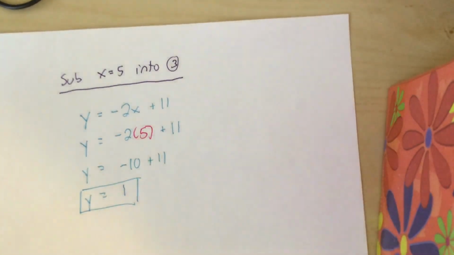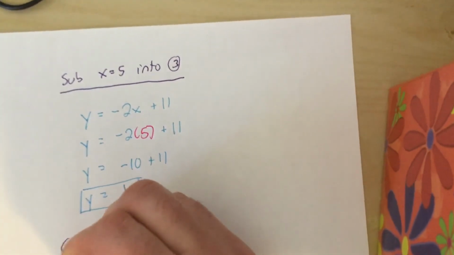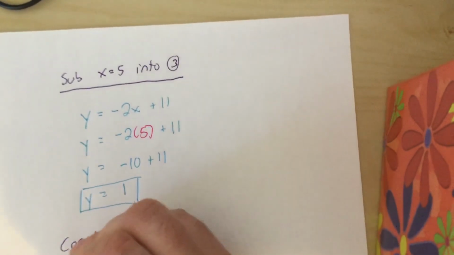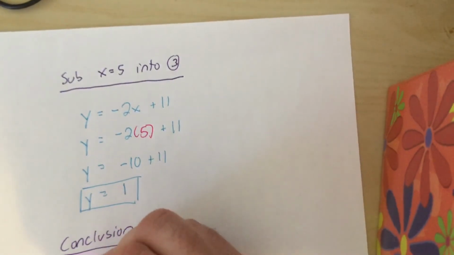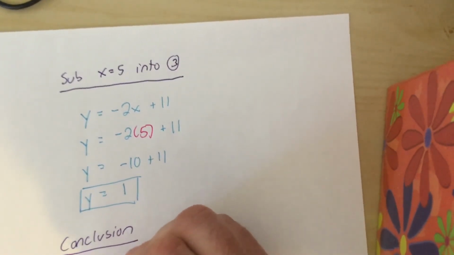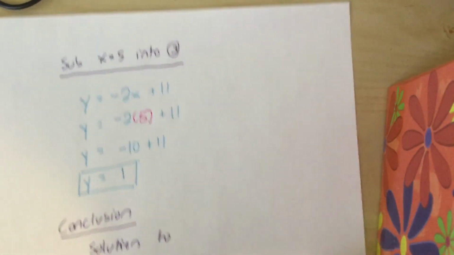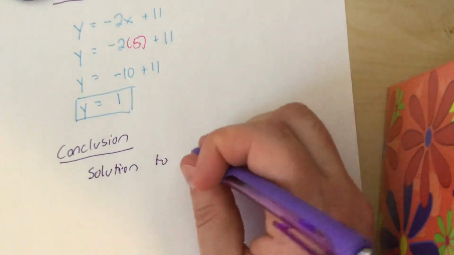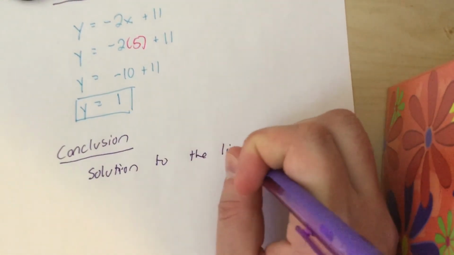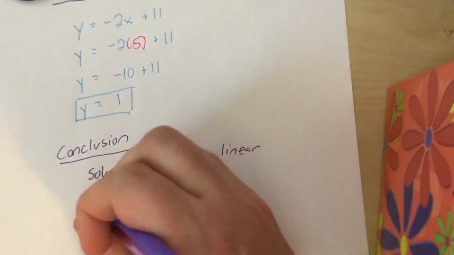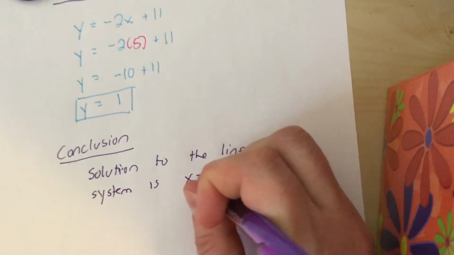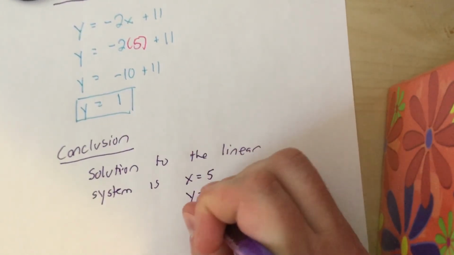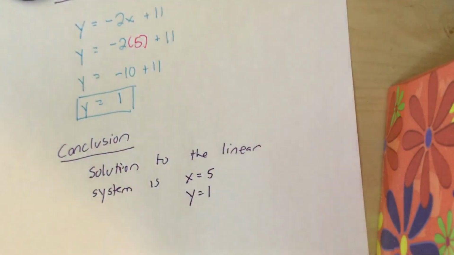And then we bring it all together. It's kind of our conclusion. And the conclusion is that the solution to the linear system is x equals 5, y equals 1. And that's the thing. A linear system is a fancy math name for two equations.